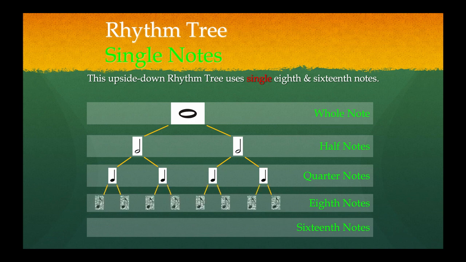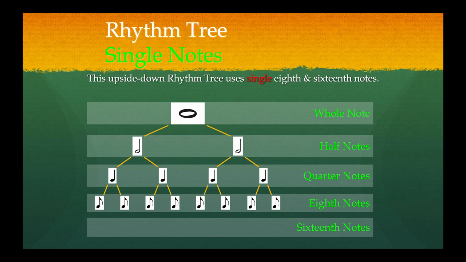Each quarter note can then be subdivided into 2 eighth notes. So it takes 2 eighth notes to make 1 quarter, 2 quarters to make a half, 2 halves to make a whole. We could subdivide 1 whole note into 8 eighth notes.